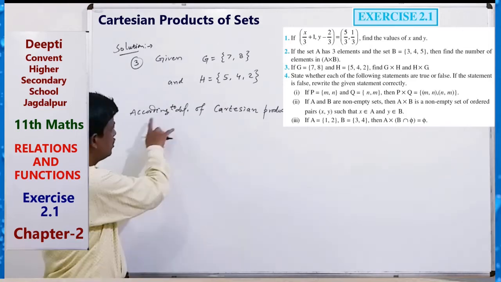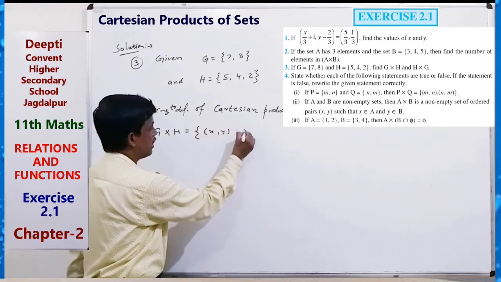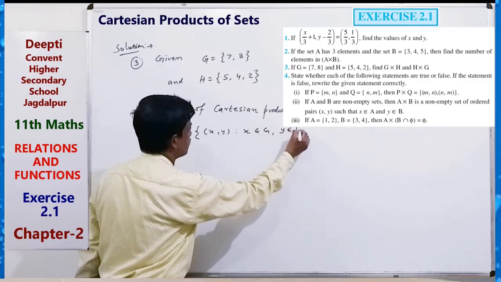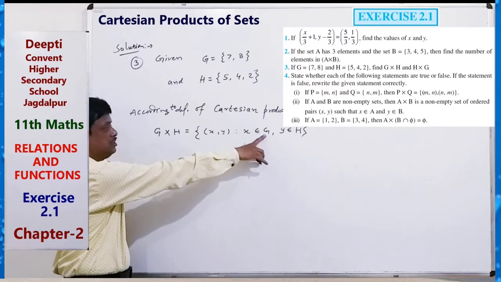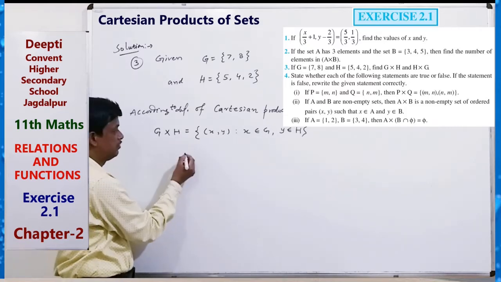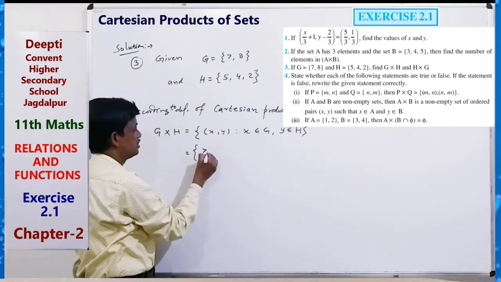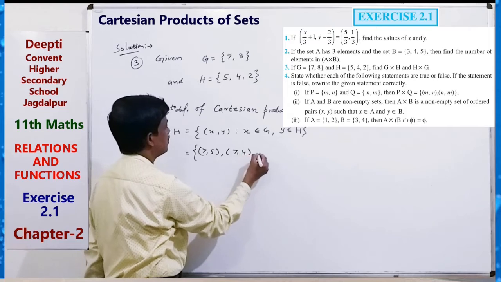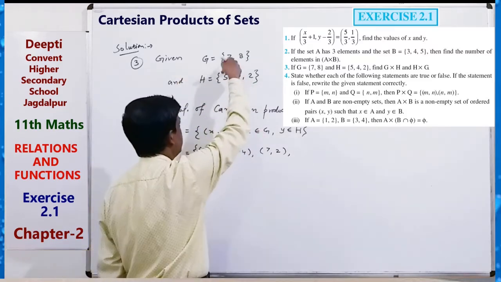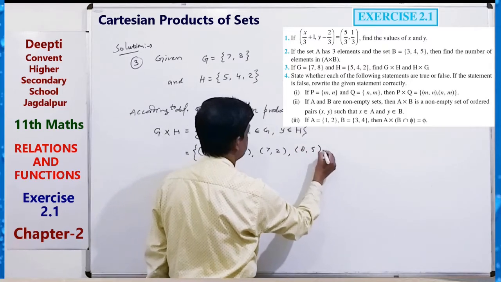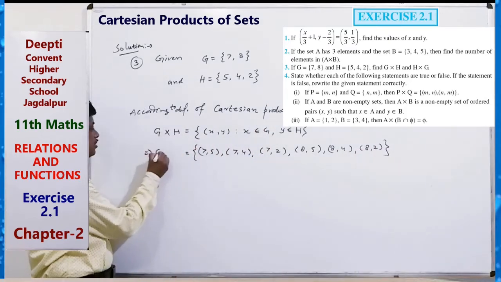According to the definition of the Cartesian product, G cross H is the set of ordered pairs (x, y) where x belongs to G and y belongs to H. The first element belongs to G, the second element belongs to H. We write the elements: (7, 5), (7, 4), (7, 2), and (8, 5), (8, 4), (8, 2). Clear? This is G cross H.